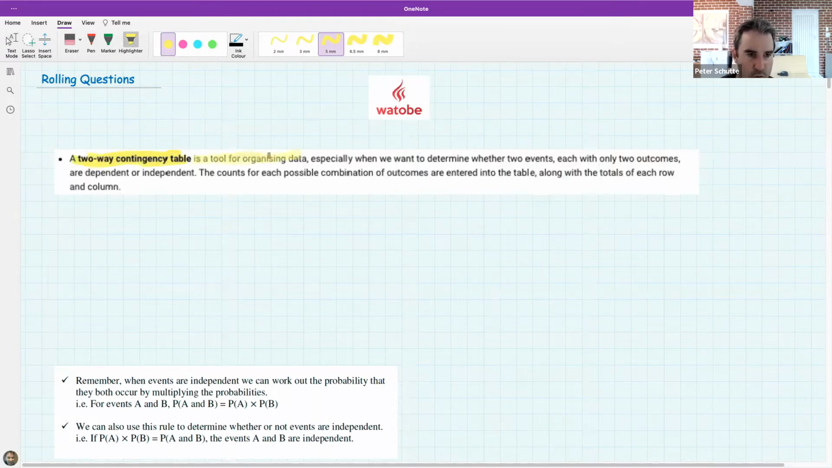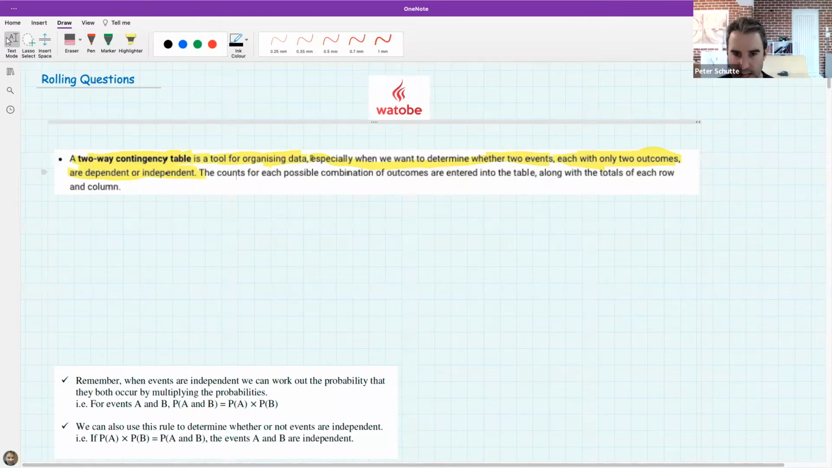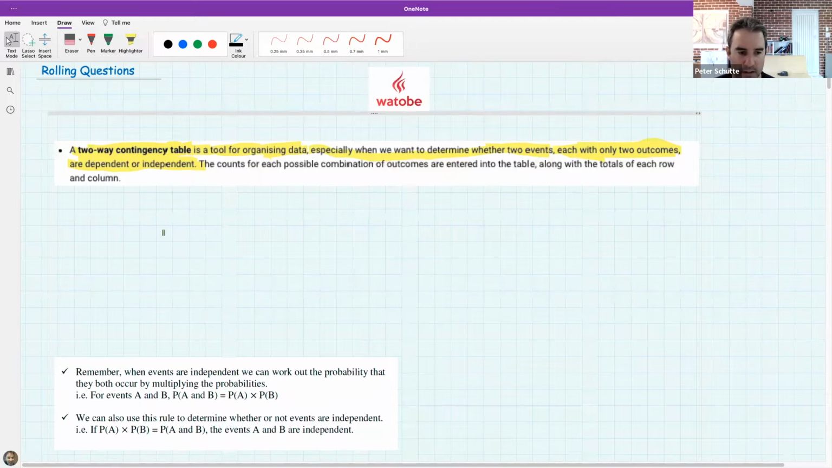It's just a tool for organizing data, especially when we want to determine whether two events, each with only two outcomes, are dependent or independent. The table helps us visualize the different subsets and the different combinations. And normally what we do from the table is work out whether the two events are independent of each other or not independent.